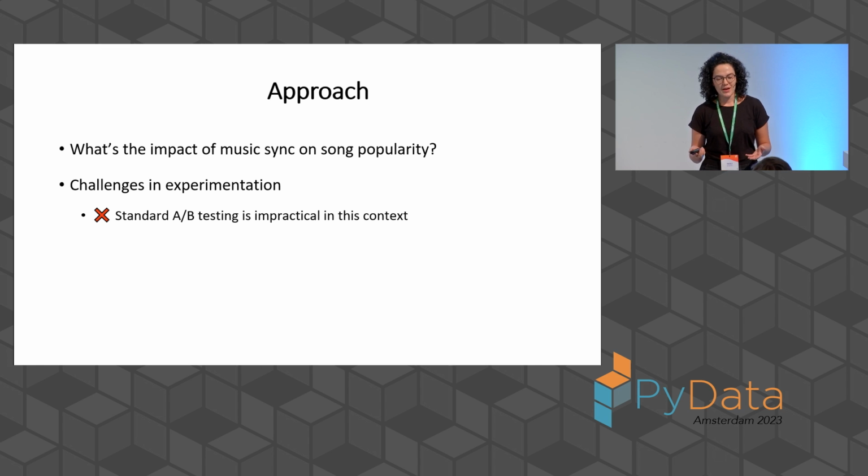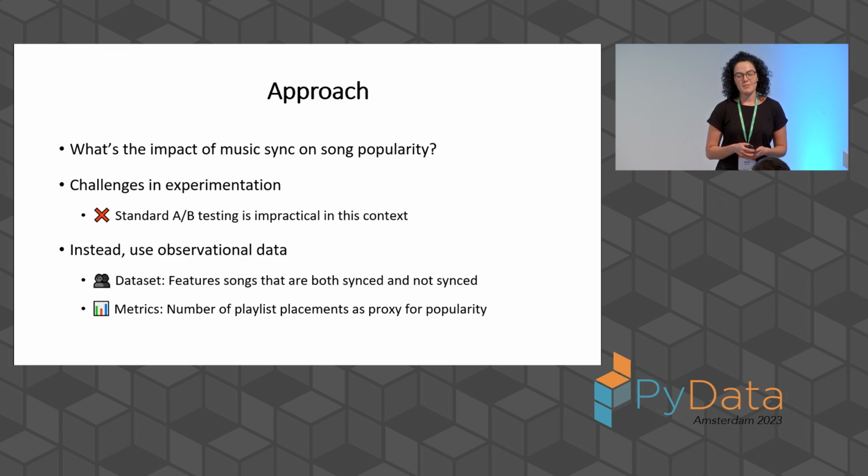It's just not possible. So the next best alternative is to use observational data, as Kevin, the previous speaker, talked about. I had a data set that had songs that are synced in TV shows and songs that are not synced. So the idea is to compare these. And I had an outcome metric that reflects popularity.